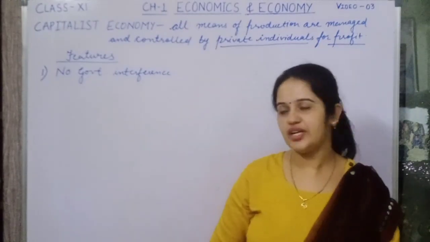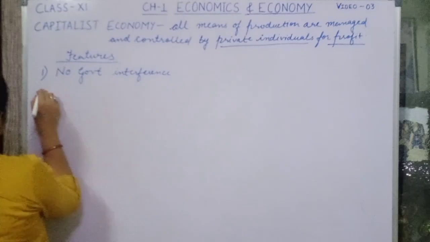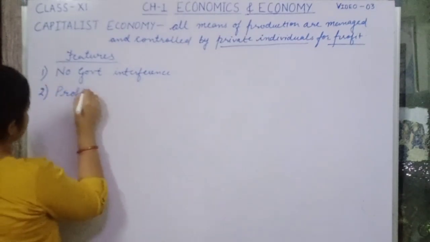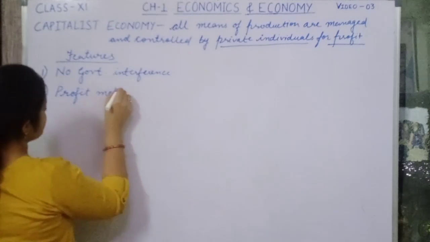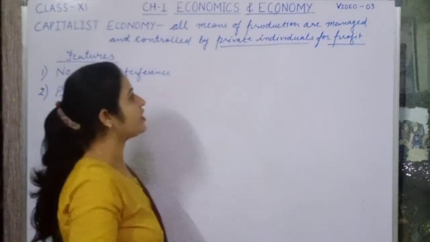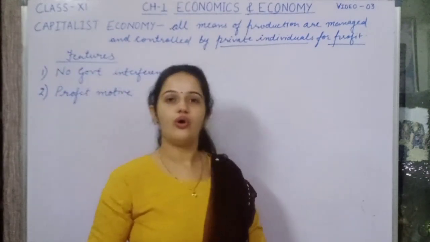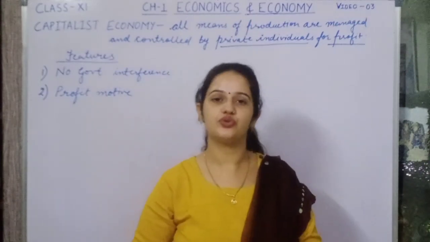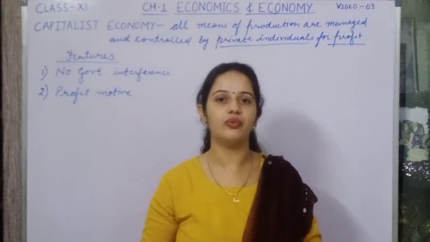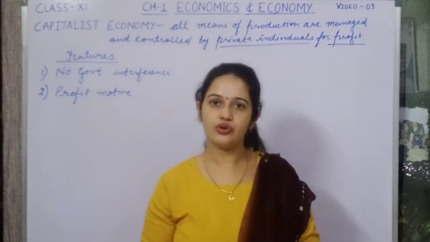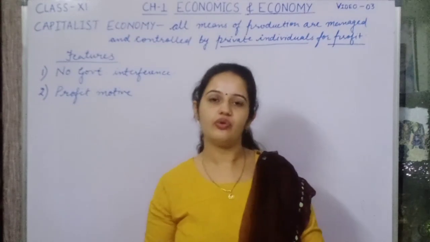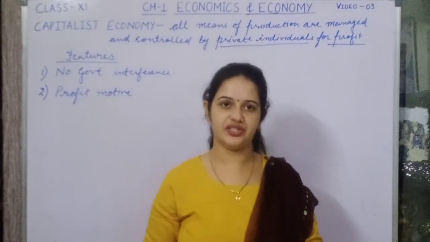Second feature is profit motive. This we have also discussed in the definition, that the core or main objective of capitalist economy is to maximize more and more profit. So all the decisions are taken only for profit maximization.